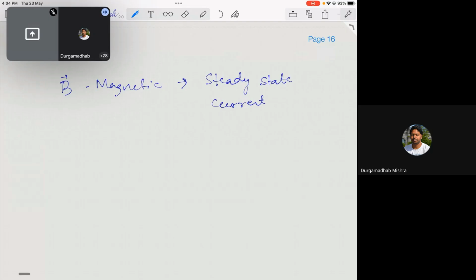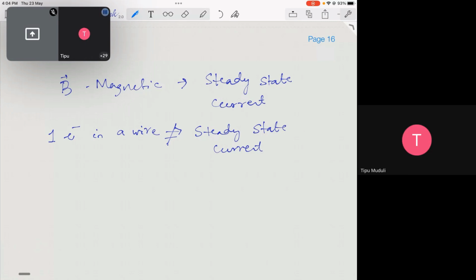If I have one electron in a wire, this does not form a steady state current. Okay, so only one electron. So if I take a wire, I should have an electron at each and every point on this wire, which will give rise to a steady state current. Though all the electrons have to move, they have to move at the same speed. And then I will get a steady state current.